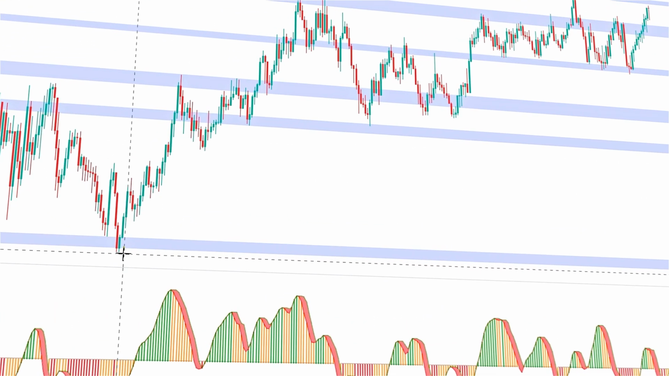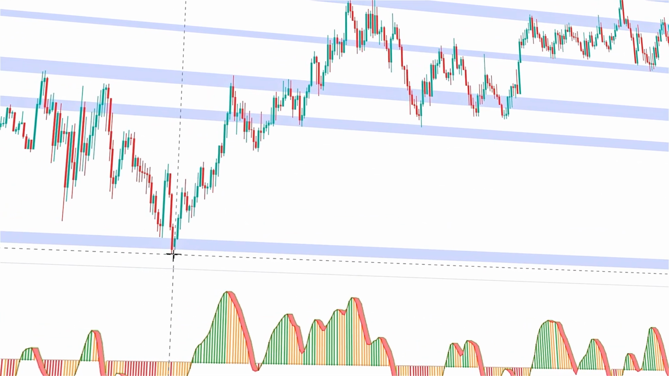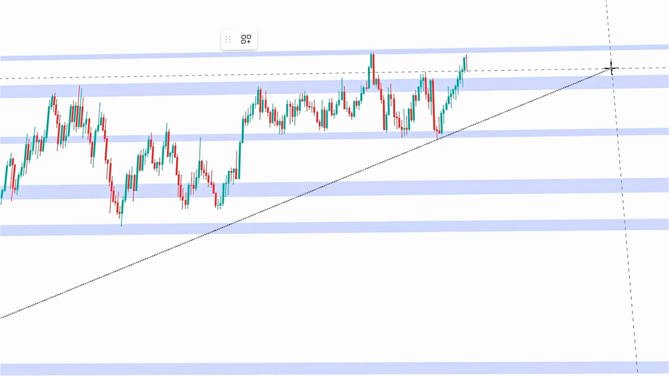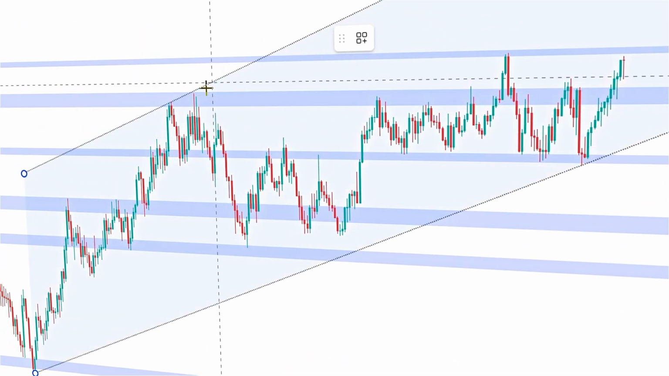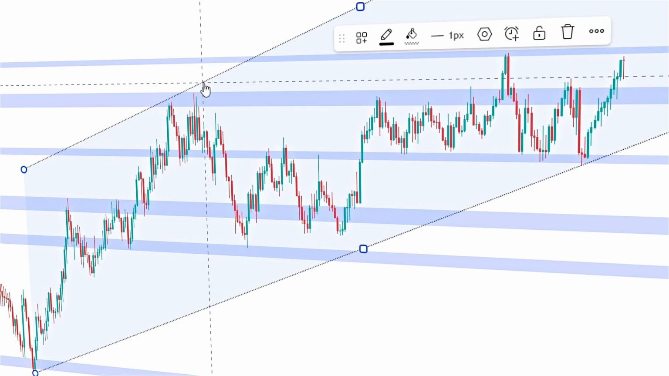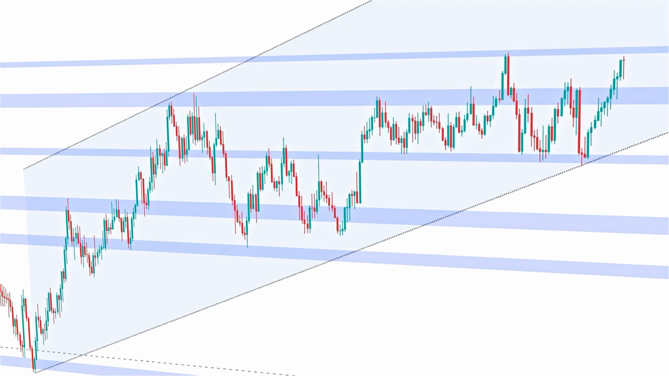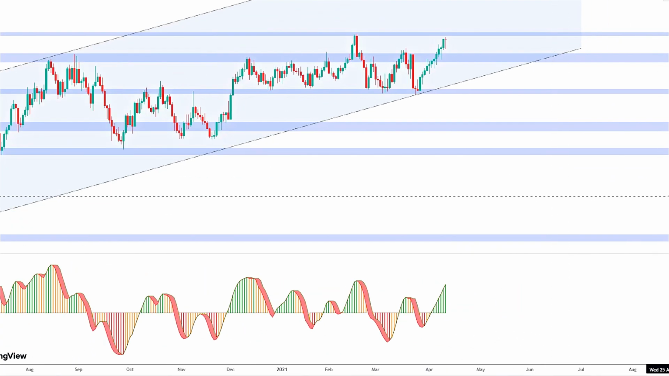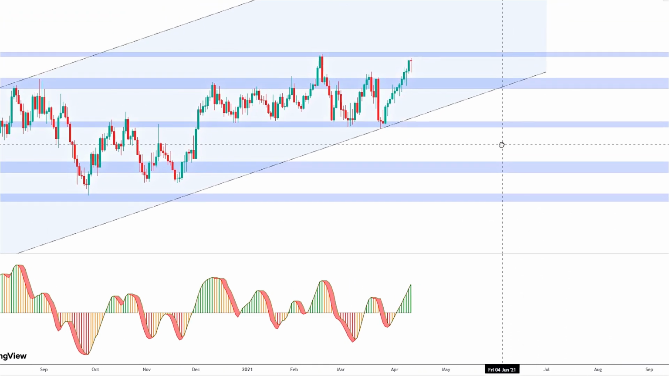Then we locate one or more equidistant channels to have a better picture of where the price is heading. The inclination of the channel will give us clues of the trend. If it is inclined upwards, it means that the trend is upward, if it is downward, the trend is downward, and if the channel is in a sideways position, it means that there is no definite trend.